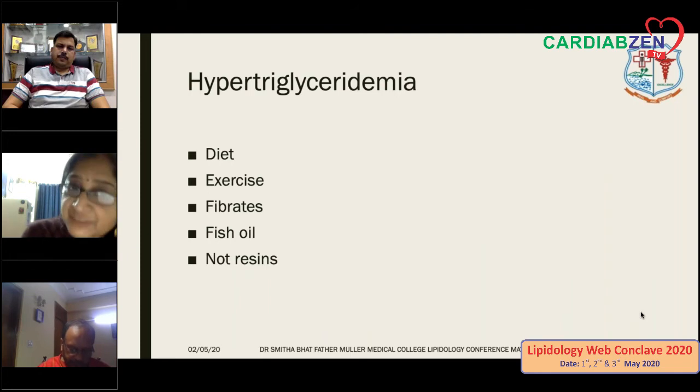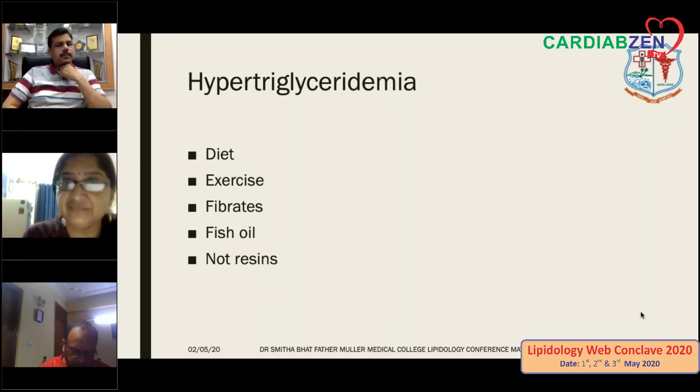In fact, for hypertriglyceridemia specifically, diet and exercise are the keystone of therapy. Of course, you do use fibrates. You might use fish oil. But for pure hypertriglyceridemia, especially if the triglycerides are very high, bile acid resins are contraindicated.